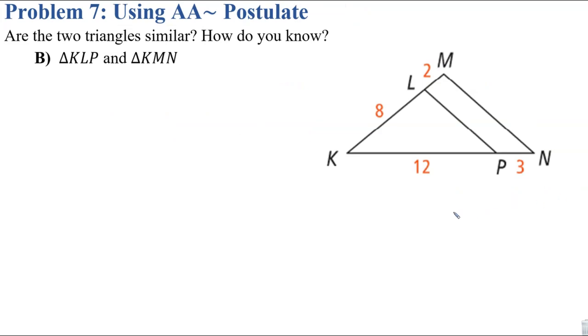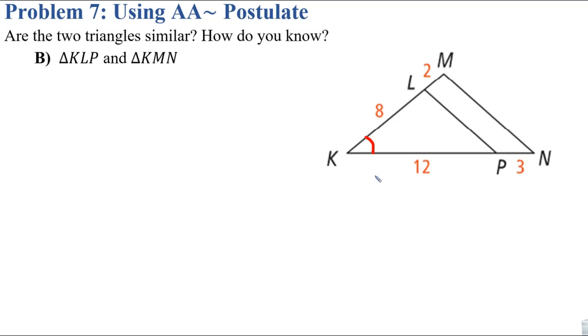Okay, in part B, same idea. Are the two triangles similar? How do you know? So we want to see if triangle KLP, the smaller triangle here, is similar to triangle KMN, the larger one. Now this one I'm given the lengths of two sets of sides. And the trick with this one is also these two triangles are going to share angle K.